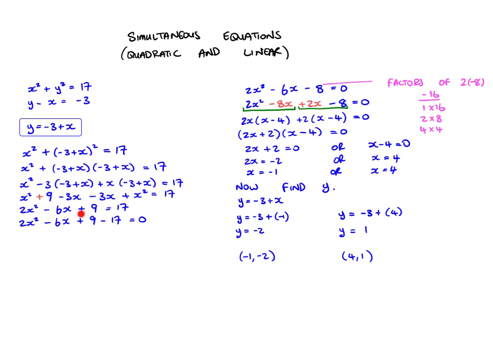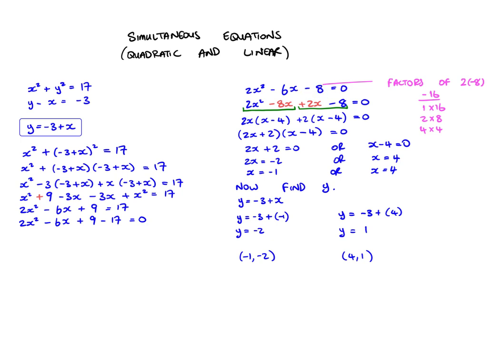We need to tie this up. So we've got positive 2x squared, negative 6x, plus 9 minus 17, so we can pull our numbers together there. So we've got our 2x squared minus 6x, and then when we add 9 to negative 17, we get negative 8.